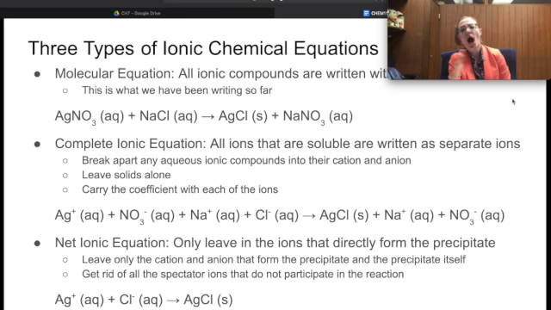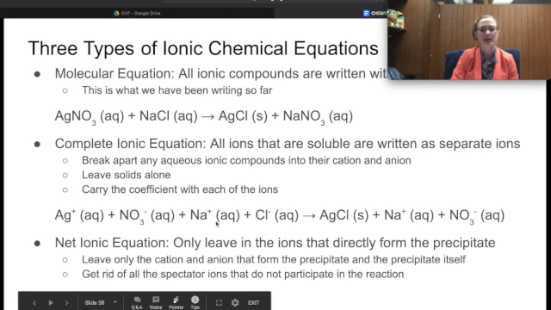In a complete ionic equation, all ions that are soluble, so anything in the aqueous state, is written as a separate ion. We leave solids alone, and we just make sure that we're representing the total number of each kind of ion through the coefficient. So we're carrying that coefficient through. And so you can see here we went from having this AgNO3 that was together, this NaCl that was together, and this NaNO3 that was together. Those were all three in the aqueous state, so we broke them apart into their constituent ions.